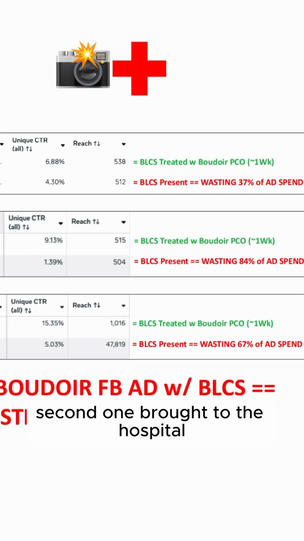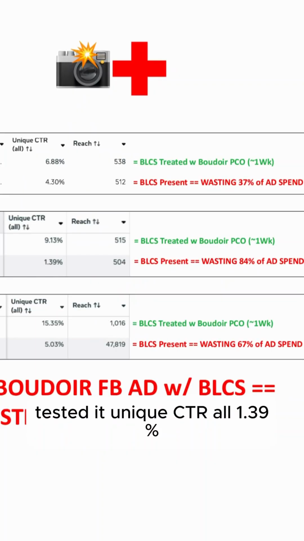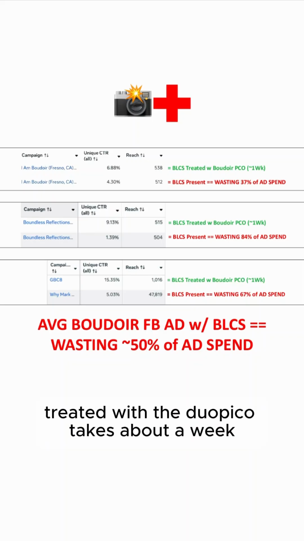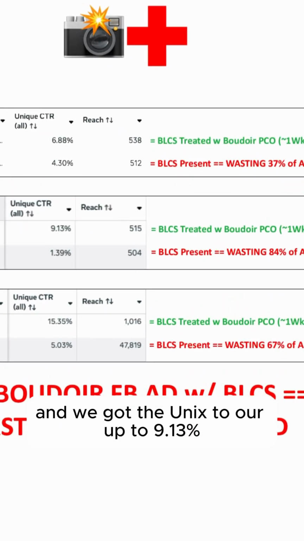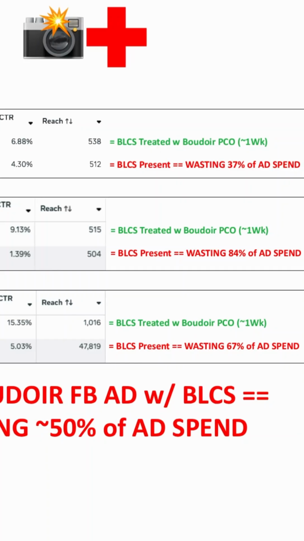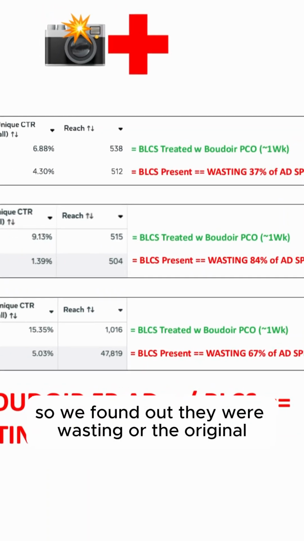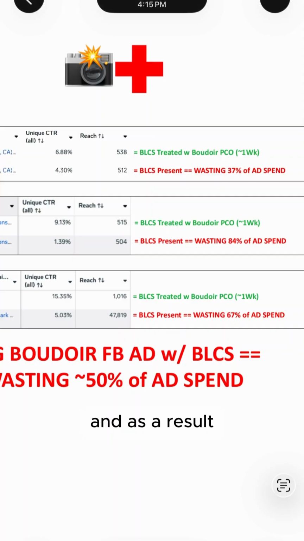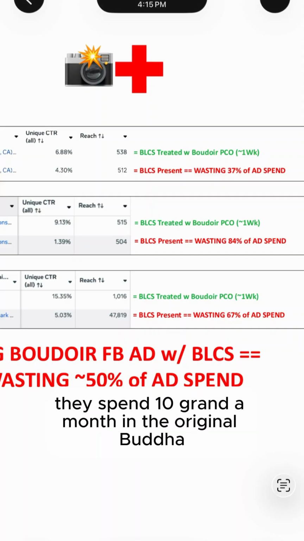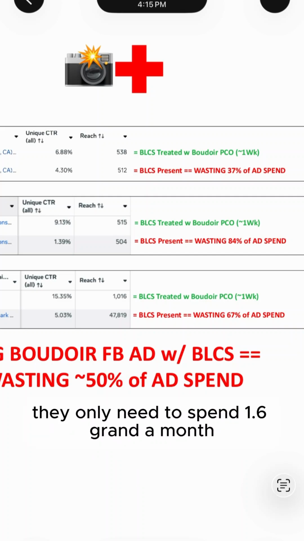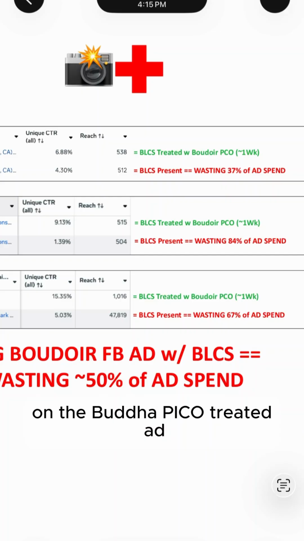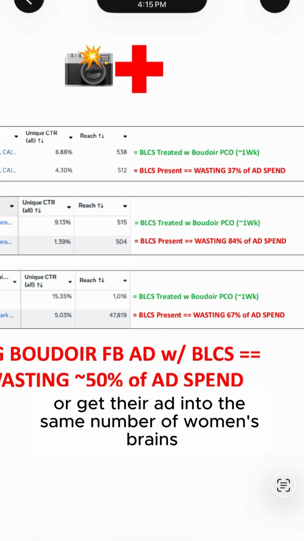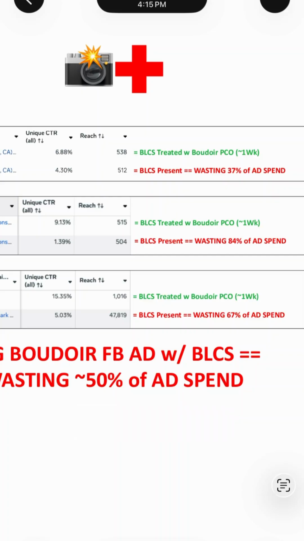Second one, brought it to the hospital, tested it, unique CTR 1.39%. So we know that BLCS is present. So we did the same thing, duplicated, treated it with Boudoir Pico. Takes about a week, and we got the unique CTR up to 9.13%. So we found out the original was wasting 84% of its ad spend. And as a result, you know, they spend 10 grand a month on the original Boudoir Facebook ad. Now they only need to spend 1.6 grand a month on the Boudoir Pico treated ad, and they can get their ad into the same number of women's brains in both scenarios.